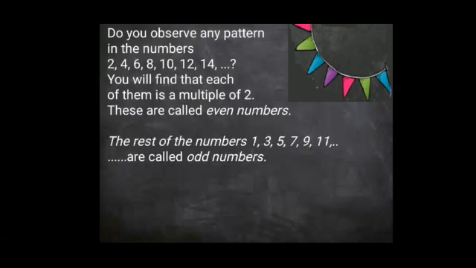Do you observe any pattern in the numbers given below? Yes, all the numbers occur in the tables of 2. And all the numbers are found in pairs, like 2: a pair of 1, 1, then 4: 2, 2, then 6: 2, 2, 2. So they are called even numbers, and the rest of the numbers are called odd numbers and they don't occur in pairs. 1, no pair. 3, only one pair, again 1 remains unpaired, right? So they are called odd numbers.